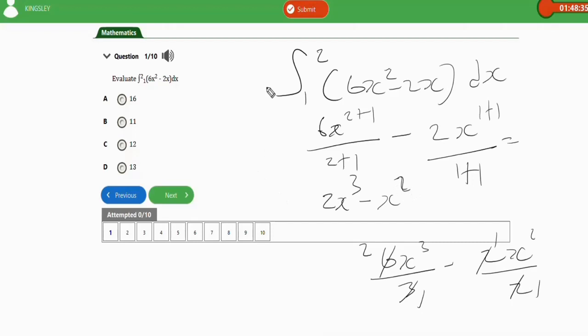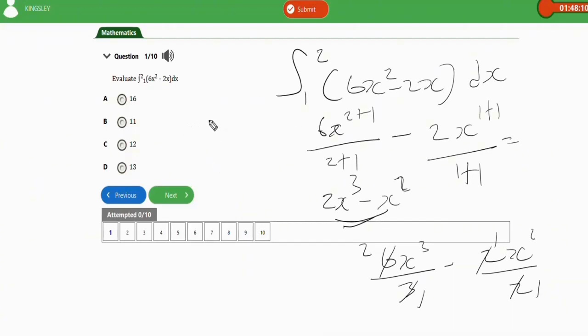Alright, so at this juncture, what we're going to do now is to plug in the upper limit in this expression we have here. Whatever you have, you keep it. Then you also plug in the lower limit, which is 1, in the expression as well. Whatever you have, you keep it. So at the end of everything, subtract the output of the lower limit from the upper limit. Let's do it so you guys will understand it better.